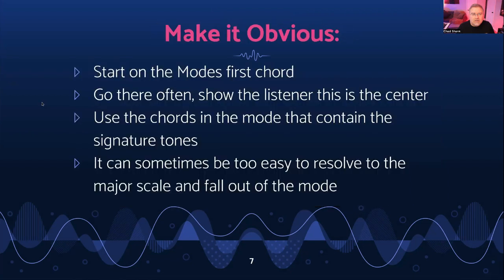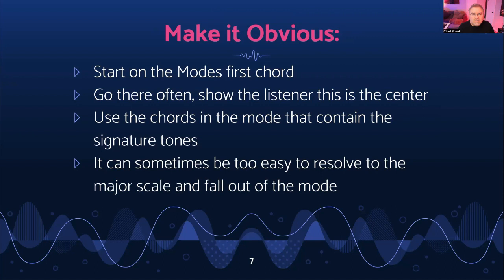So just to review how to make it obvious, or how to establish your mode, you want to start on the mode chord first. So whatever your root note is, use that as your home. That's where you're starting. That's where you're telling your listener, this is the mode I'm in. This is the chord that is home. So go there as often as you can and make sure your listener understands that, hey, this is my chordal center. Also, use the chords in the mode that contain the signature or characteristic tones, as I mentioned.